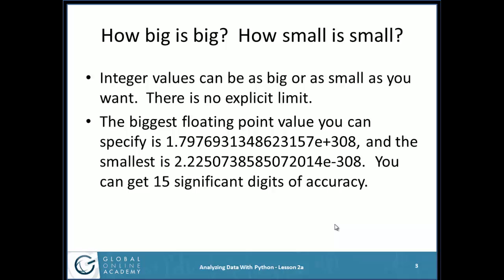And the smallest value that you can represent, other than 0, is 2.22 times 10 raised to the minus 308 power. That is 0. followed by 307 more zeros, 222507, and so on. Or, of course, you can set something exactly equal to 0, and you can use negative numbers. You can get about 15 significant digits of accuracy.